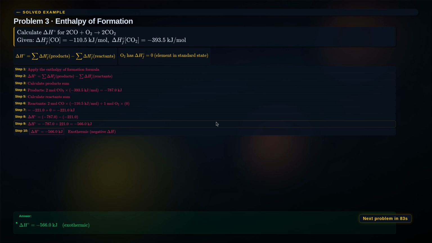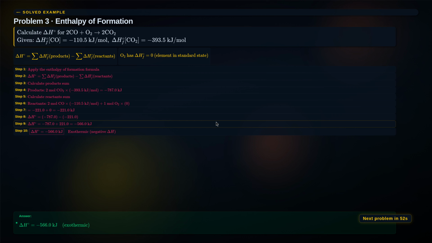Step 2. Calculate products sum. 2 moles of CO2 times negative 393.5 equals negative 787 kilojoules. Step 3. Calculate reactants sum. 2 moles of CO times negative 110.5 equals negative 221. O2 is an element in its standard state. Delta H f naught is 0. Total is negative 221.